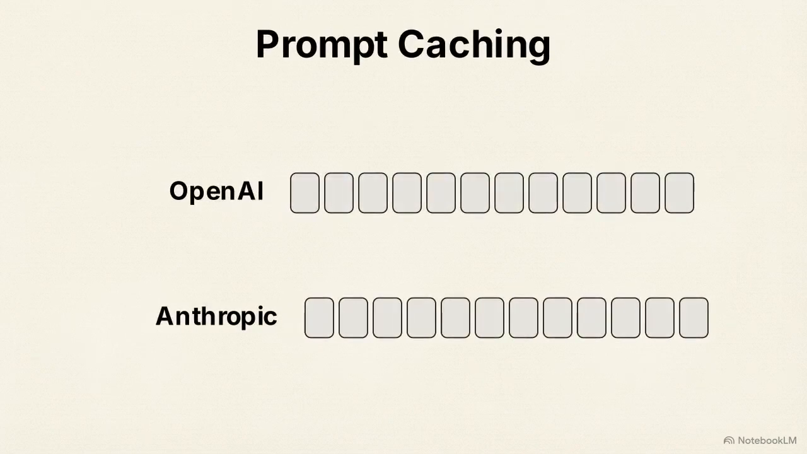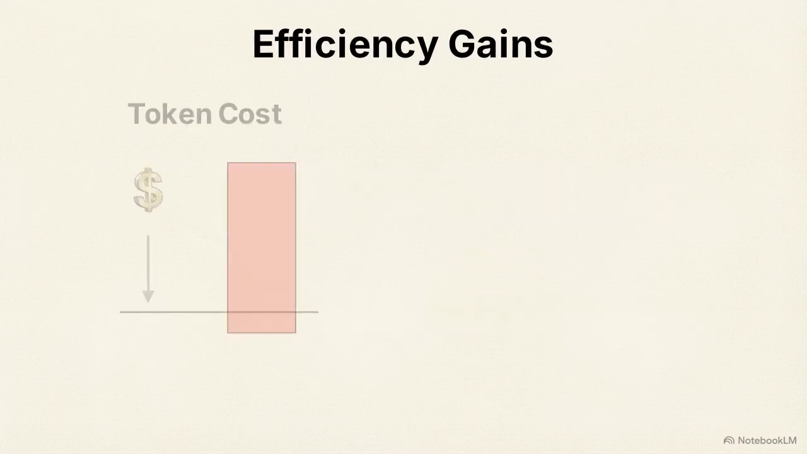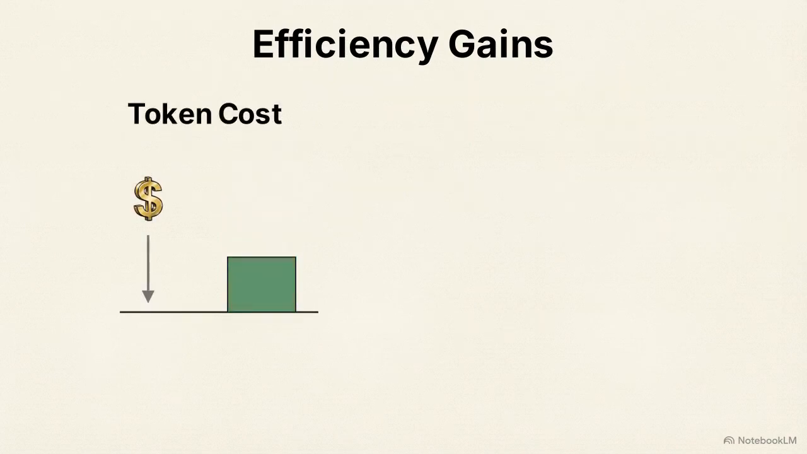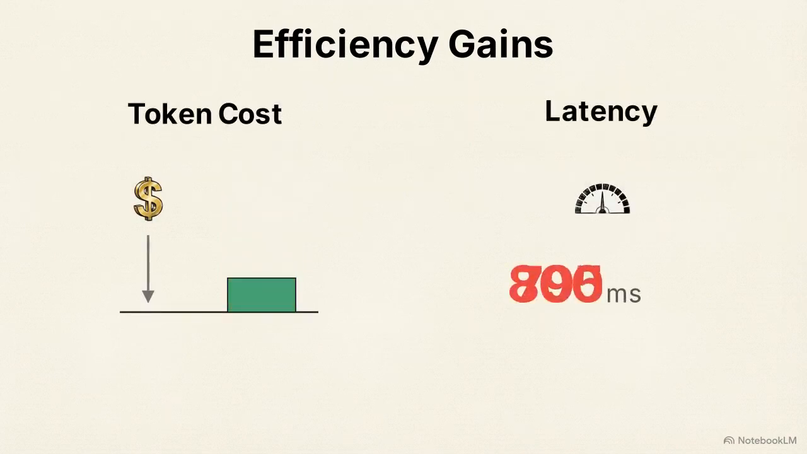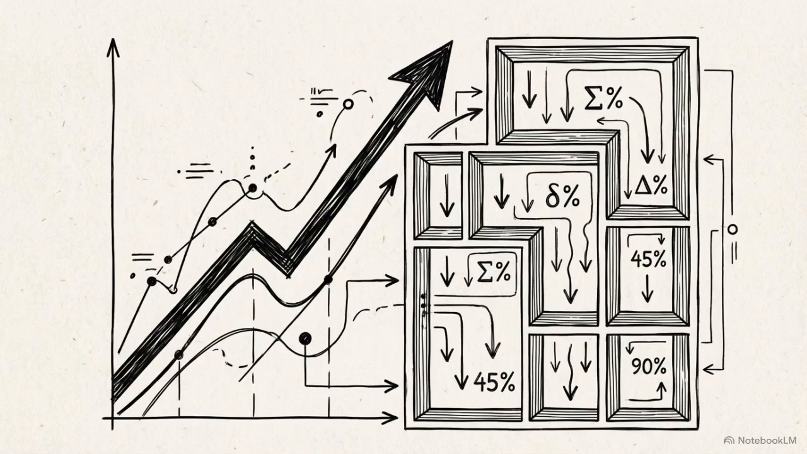To offset these costs, providers use prompt caching mechanisms. OpenAI hashes the initial prefix of the prompt, while Anthropic allows developers to set explicit breakpoints. These mechanisms drastically slash token costs and reduce latency when the same heavy context is sent to the server repeatedly. Rigorously parsing this response metadata is the only mathematical way developers can accurately monitor cache hit rates and optimize the long-term financial efficiency of an application.